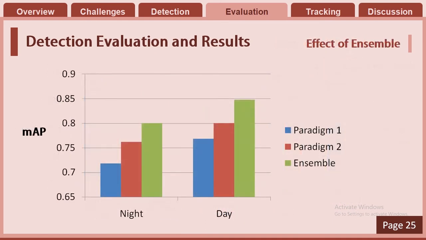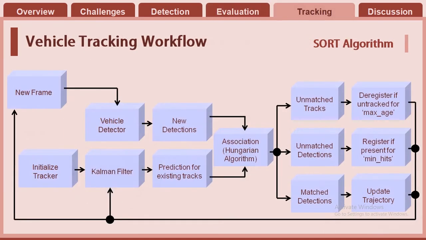We also conducted an experiment to see the effectiveness of our ensemble scheme, and it can be clearly seen in this bar plot that the ensemble of two paradigms achieves a greater mAP score than the individual paradigms. This basically concludes our vehicle detection framework. Now we move on to our vehicle tracking methodology.